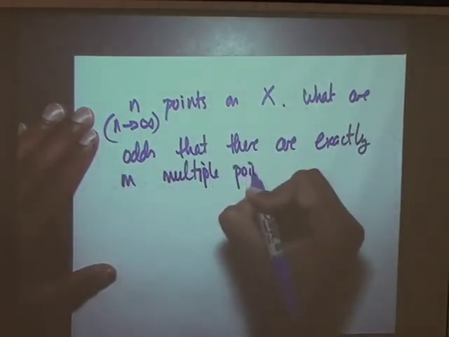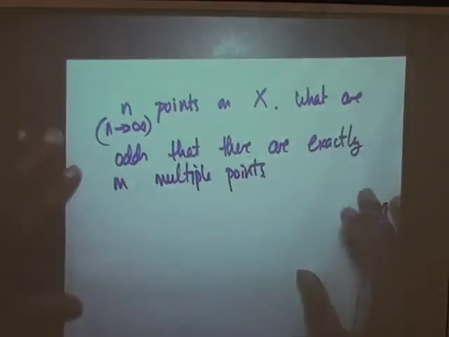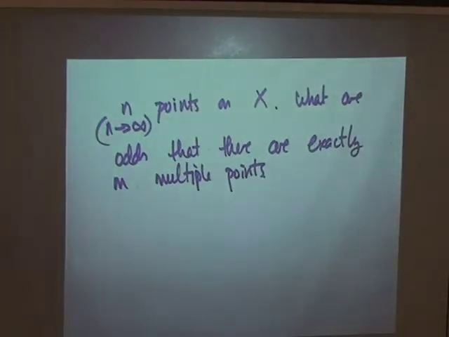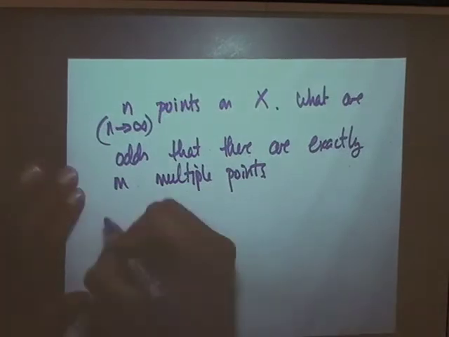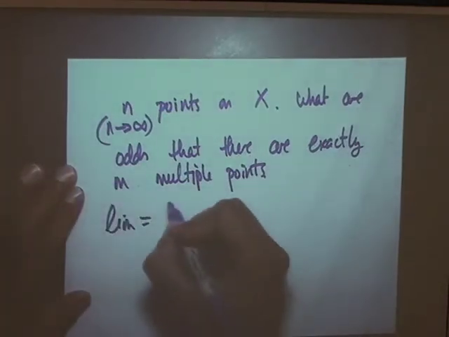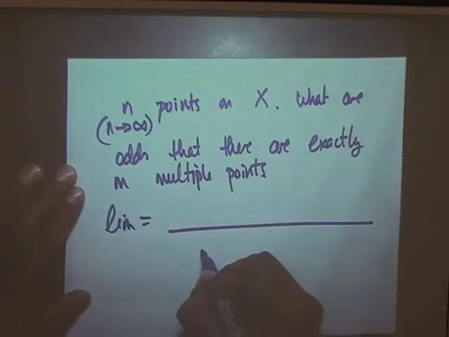So maybe one example is polynomials. What are the odds that you have a polynomial with exactly m multiple roots, but now I want to mix in the topology of x as well. I want x to be interesting too, and the limit turns out to be something over a motivic zeta value.